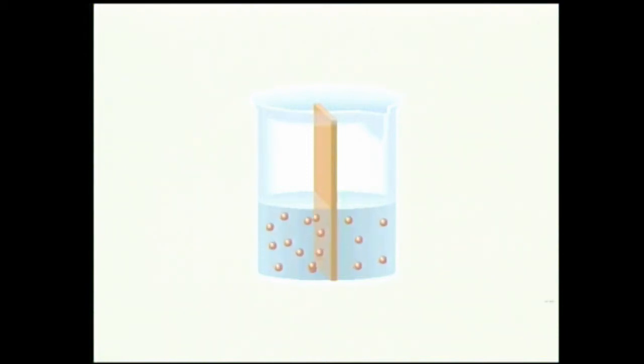The solute cannot pass through the membrane to even out the concentration, but water can. Water diffuses from the area of lower solute concentration, the right compartment, into the area of higher solute concentration, the left compartment, until the concentration of solute evens out. Diffusion through a semi-permeable membrane is called osmosis.